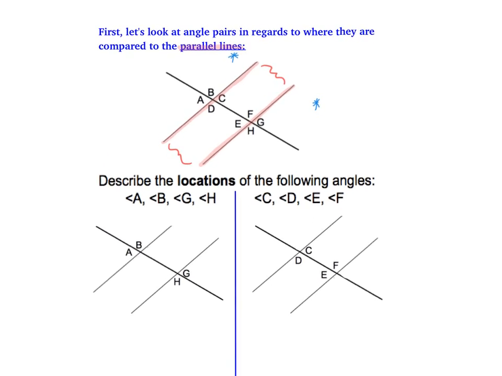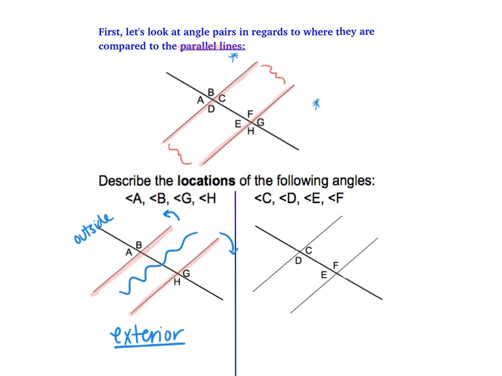The first 4 that we're going to look at, compared to those parallel lines, are on the outskirts. So they're not in between them. Instead, they're on the outside of the parallel lines. How we describe outside the parallel lines is with a slightly fancier word: exterior. If angles are not in between the parallel lines and instead are off to the side of them, we call those exterior angles. So A, B, G, and H would all be exterior.